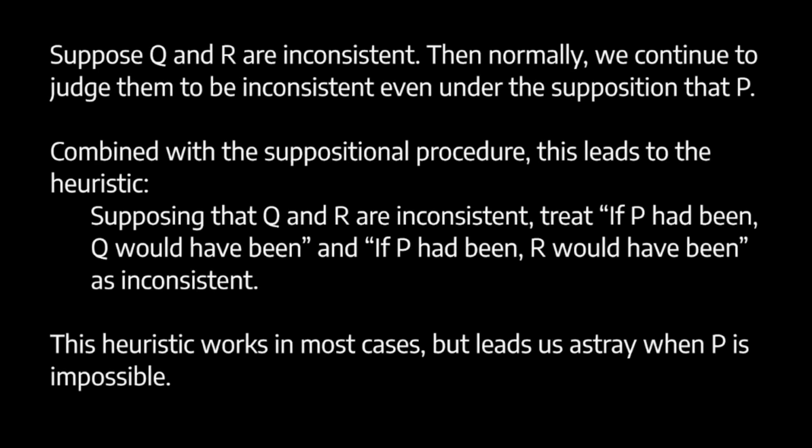So Q is not consistent with R, so if we accept "if P had been, Q would have been," we must reject "if P had been, R would have been," and vice versa. Now this heuristic works in most cases, but it leads us astray when P is impossible. Provided that P is possible, maybe this heuristic is perfectly fine. But in cases where P is impossible, this leads us astray.